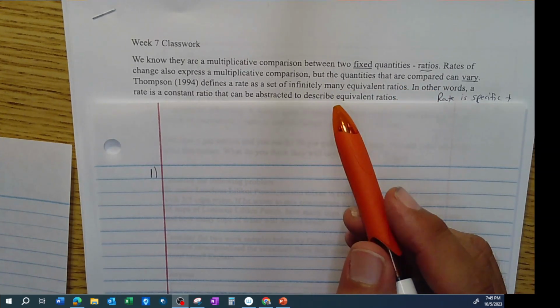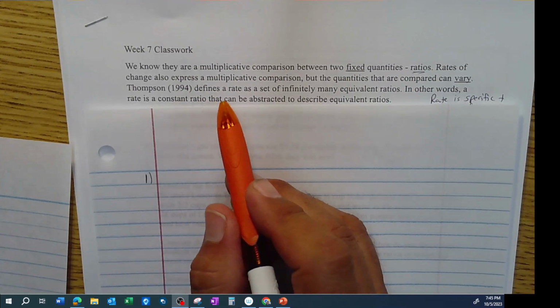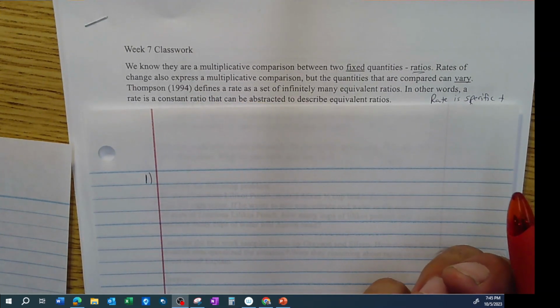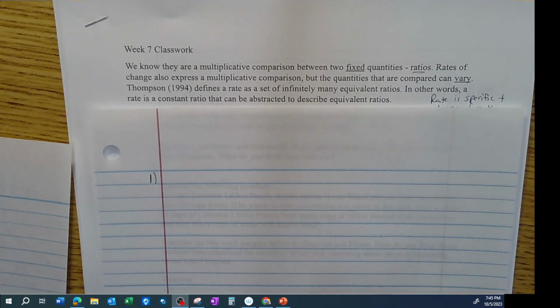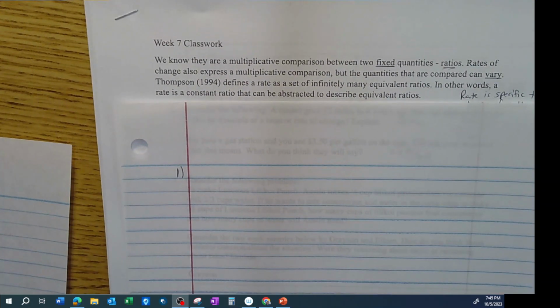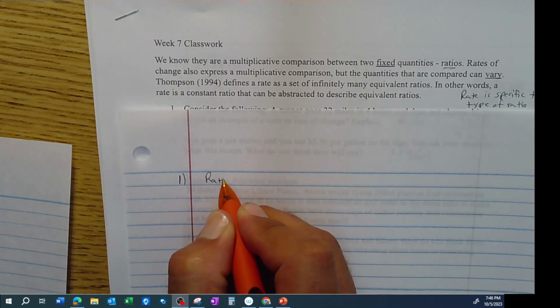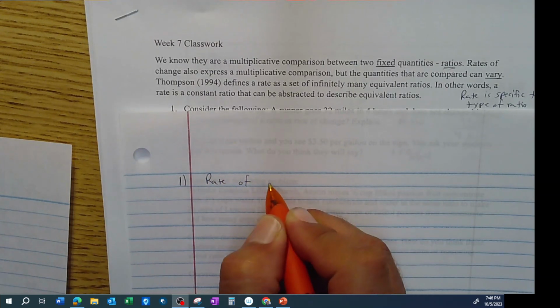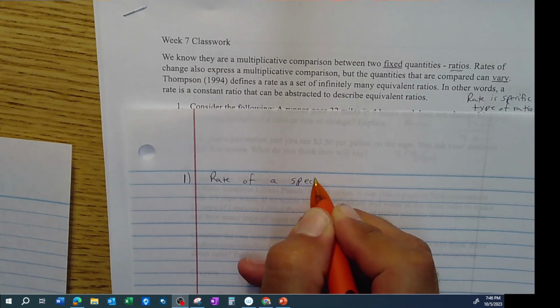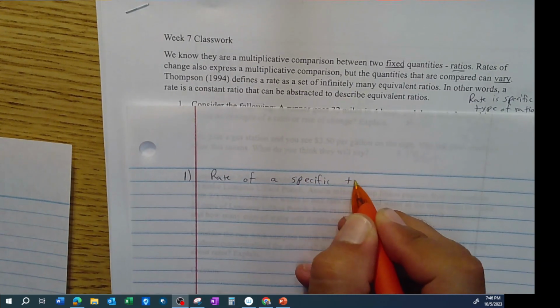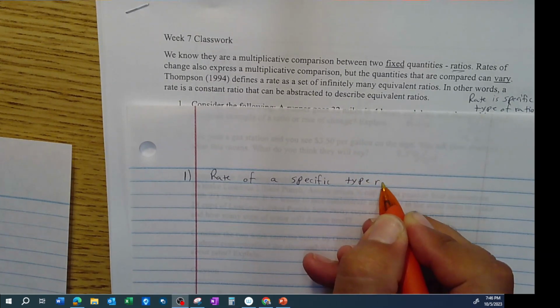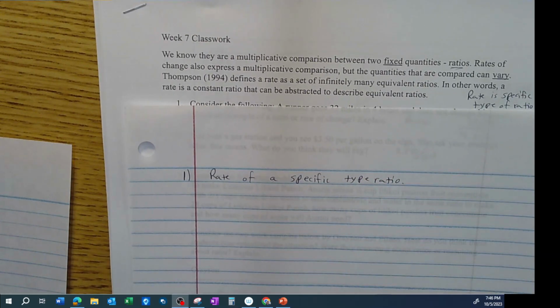So what we're looking at is Thompson defining a rate as a set of infinitely many ratios. In other words, a rate is a constant ratio that could be abstracted to describe equivalent ratios. So for me, part of understanding rate is that a rate is a specific type of ratio. I think that's reasonable. And a rate can express an infinite number of ratios.